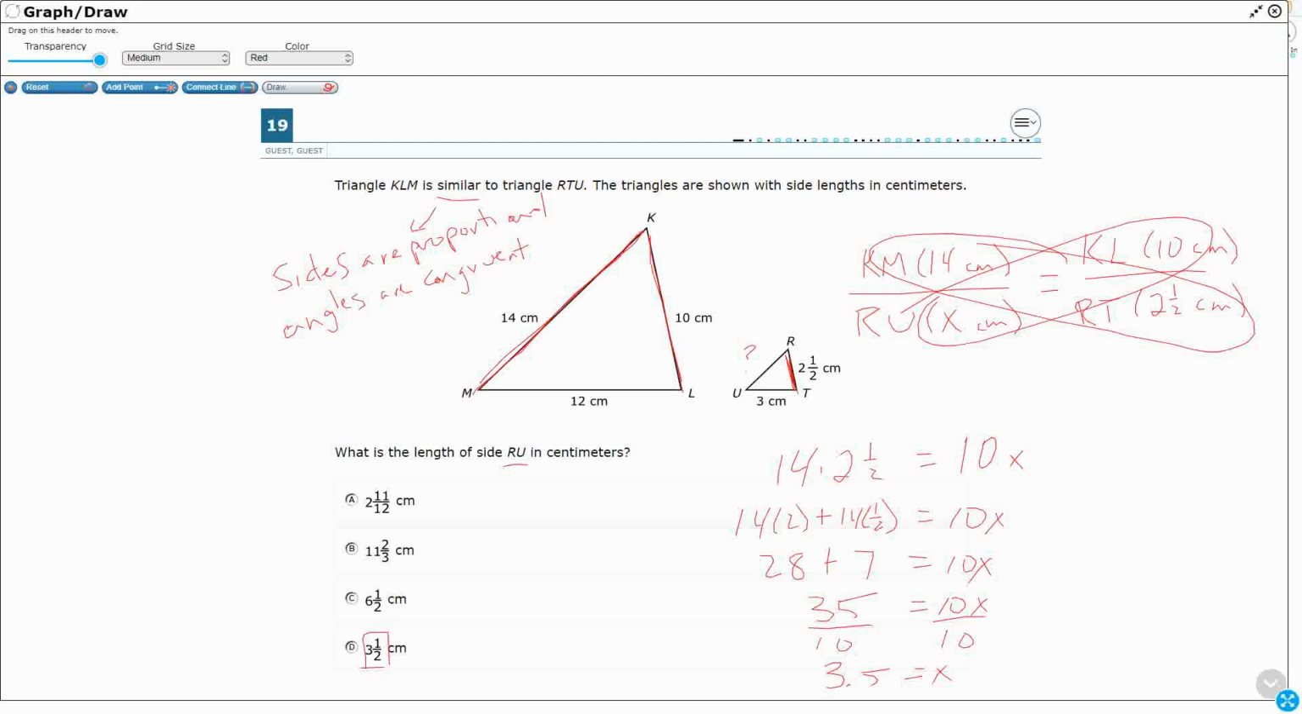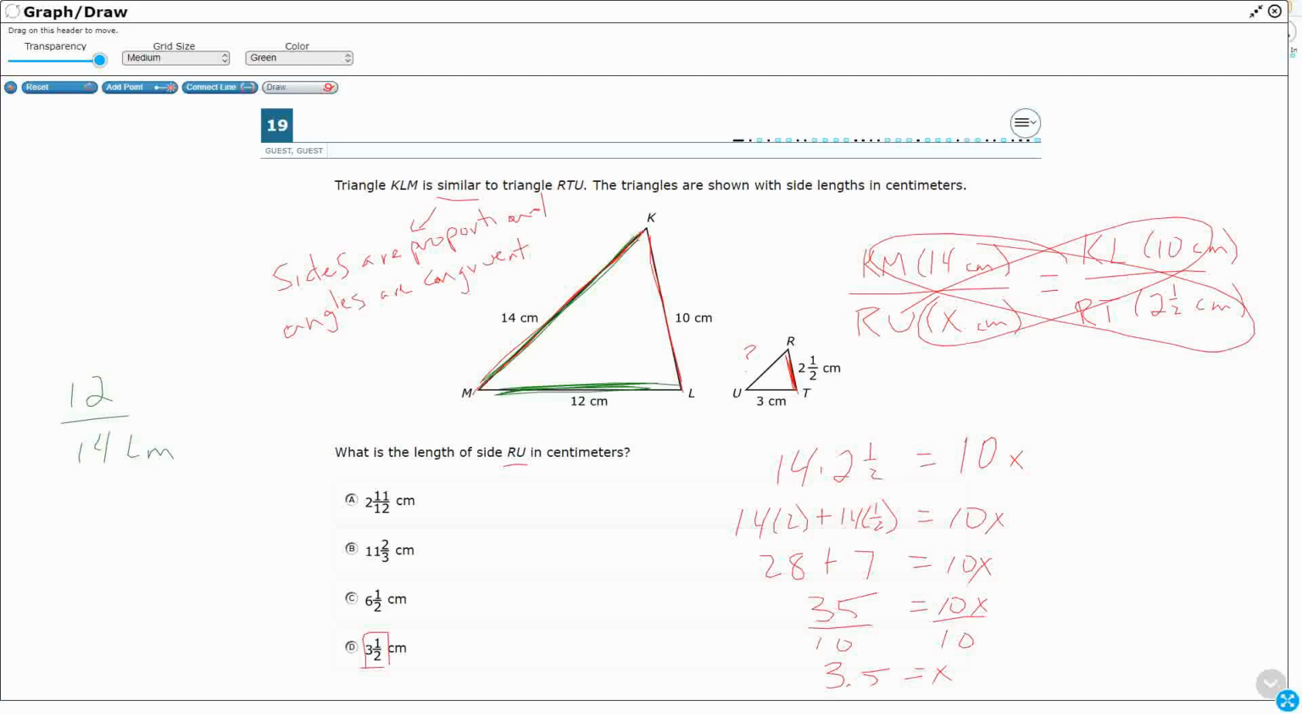Now, what if I didn't want to set those up? Well, like I said, there are many different proportions you can set up. What you can do is, now we are going to need KM regardless of what we do, but let's do this. Let's do the bottom side, LM, 12 centimeters, to KM, 14.